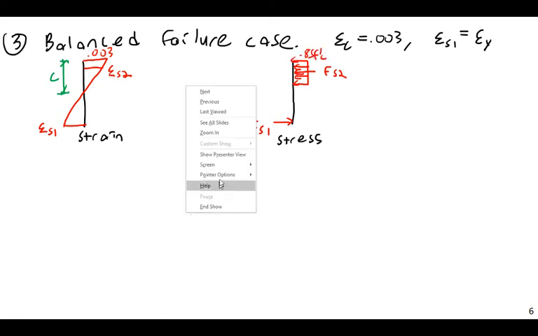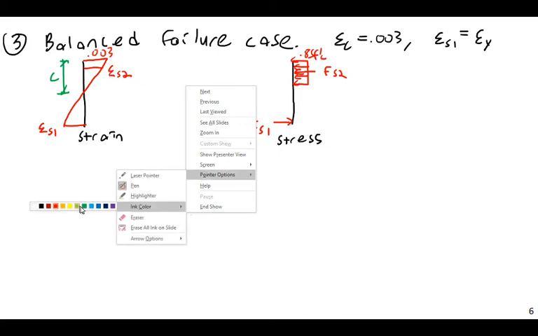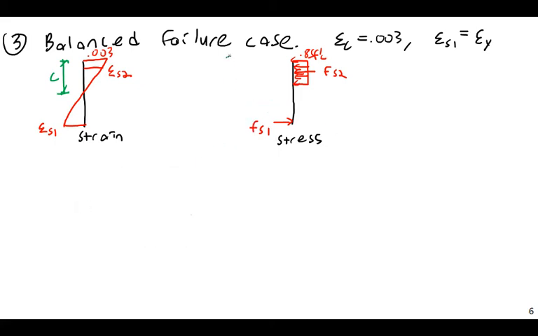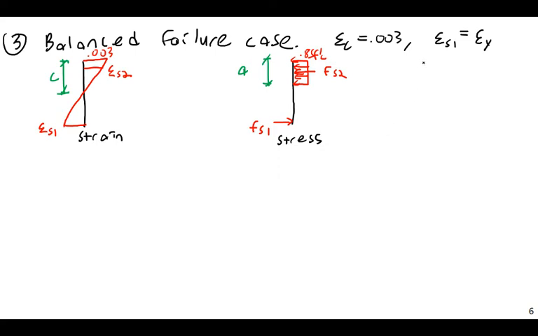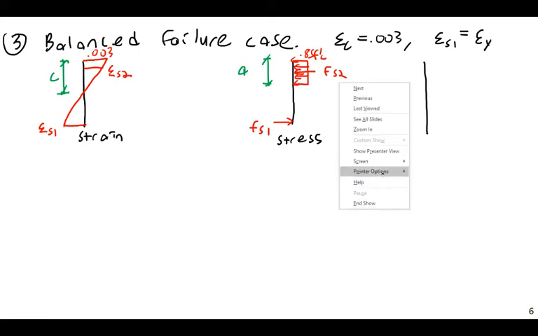0.85 f'c, and this is at a depth of a. This is very similar to what we've looked at previously in terms of beam moment capacity. This is depth a, the depth of our Whitney stress block. And as a result of these stresses, we will get some forces. The forces are what we're going to use to actually calculate our moment capacity. So from the stresses, I'm going to find equivalent forces.